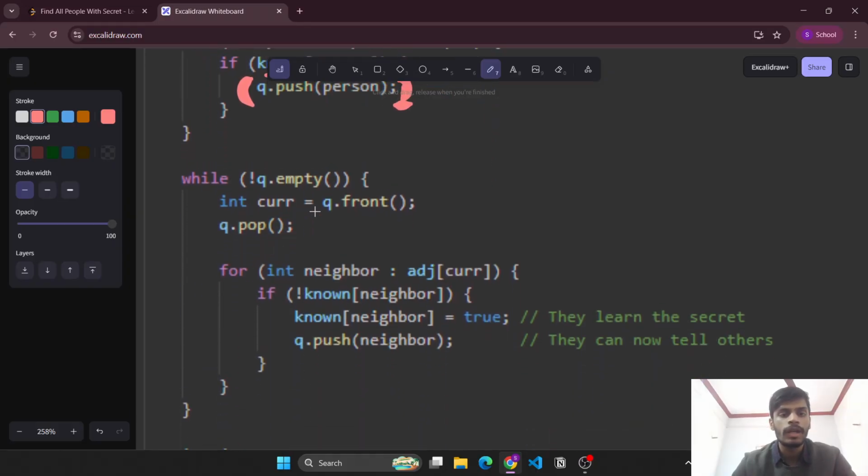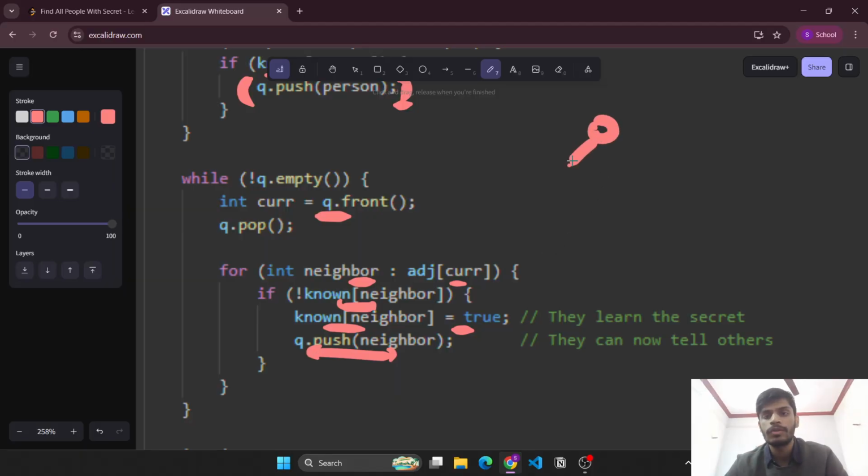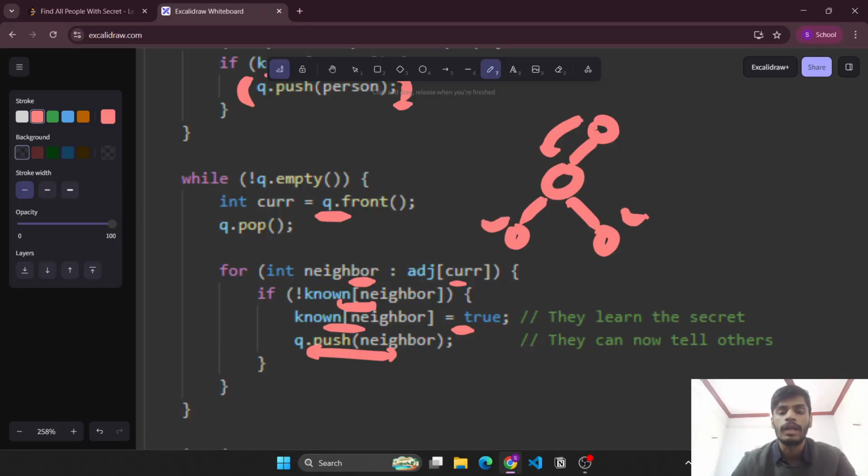So the current node that we have is q. We'll iterate through its graph, its neighbors, and if known of a neighbor is not already true, we'll make it true and push it into our queue. So if this was a neighbor and it was not already true, we'll push it so that we can process further values as well. We can make them true in further iterations.